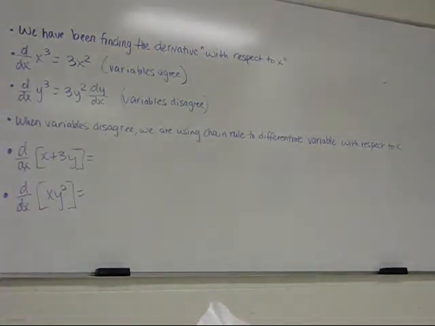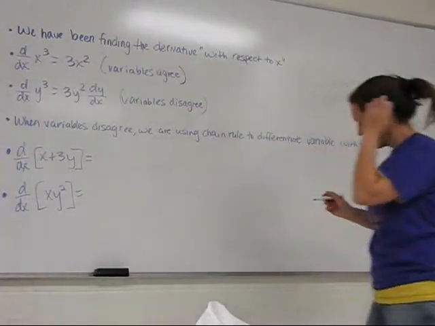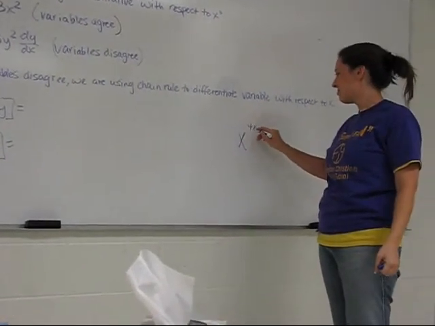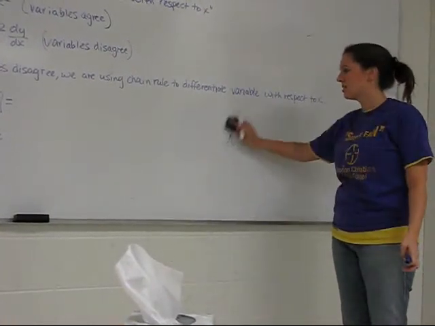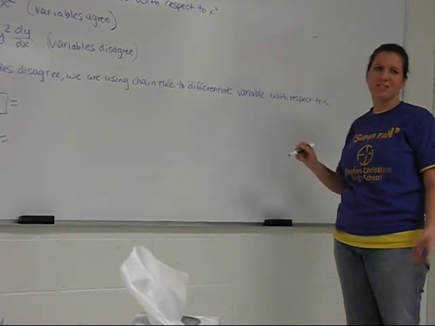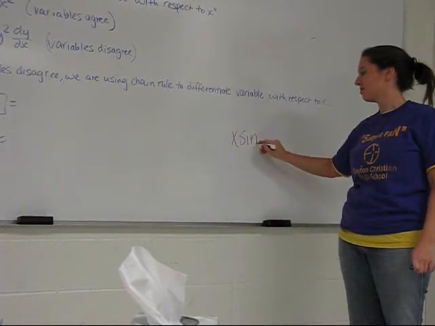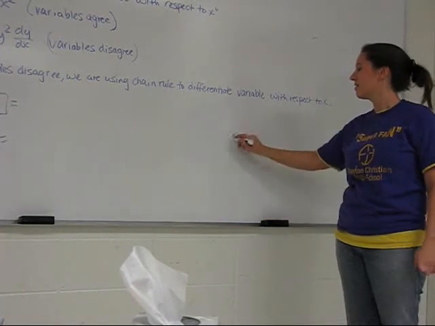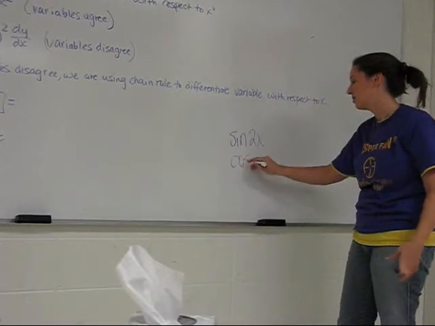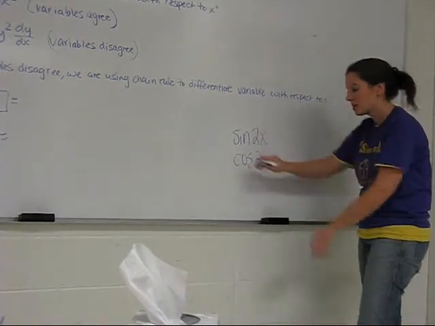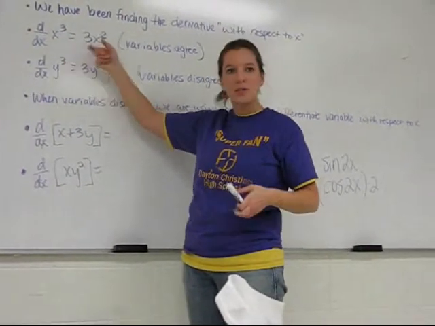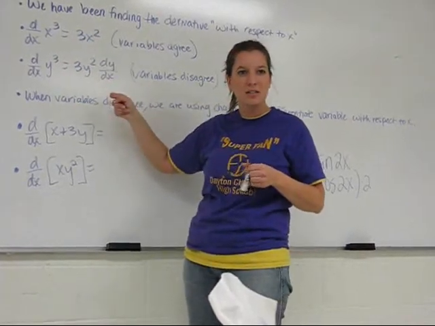Kind of like if we were doing the derivative of sine 2x. You take the derivative of sine, which is cosine, you leave the 2x there, and then take the derivative of the 2x, which is 2. We're doing the same thing here. Take the derivative of y cubed, which is 3y squared, and then take the derivative of y, which is dy over dx.